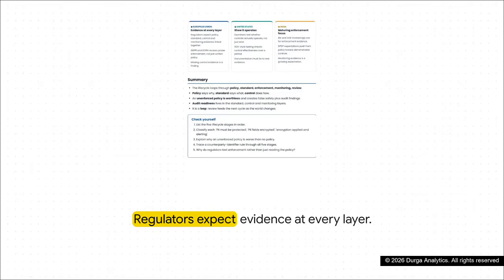Now, you might be wondering, is this really how it works out in the field? Oh, absolutely. This isn't just theory, it's the law. Take the European Union. Under GDPR and DORA, regulators expect evidence at every single layer. They actively probe your enforcement. Missing control evidence is a strict finding. In the US, SOX-style testing demands you show that controls actually operate over time, not just that they exist on paper. And in India, regulators like the RBI and the DPDP are pushing aggressively for maturing enforcement, heavily demanding solid, demonstrable monitoring evidence. You just can't hide behind a policy document anymore.